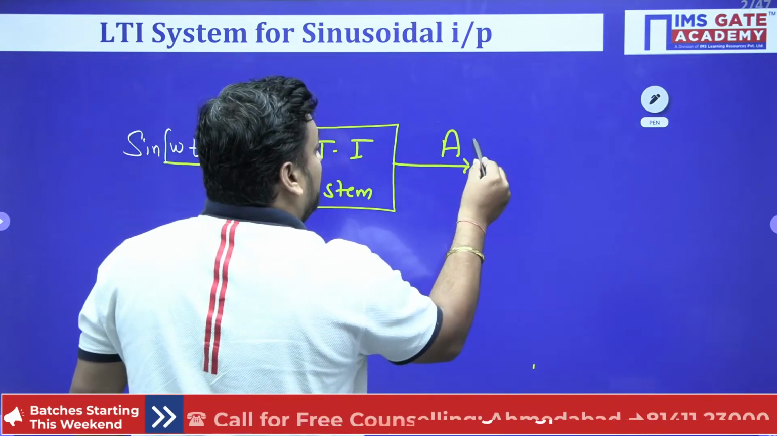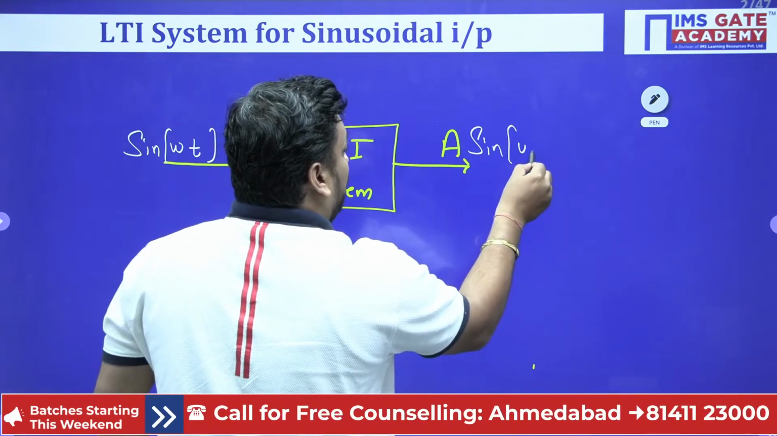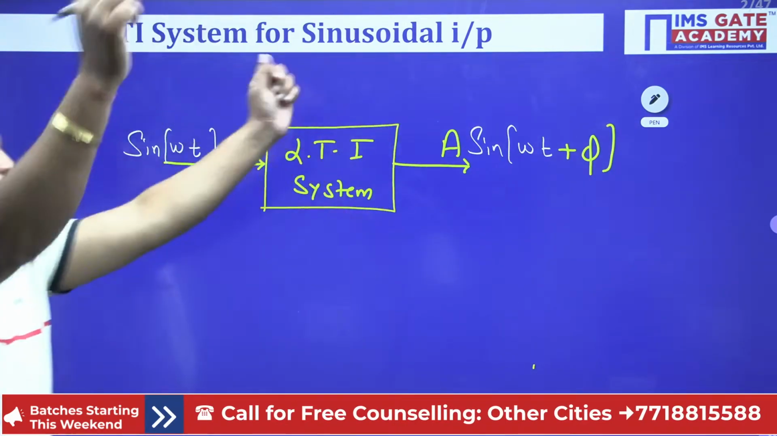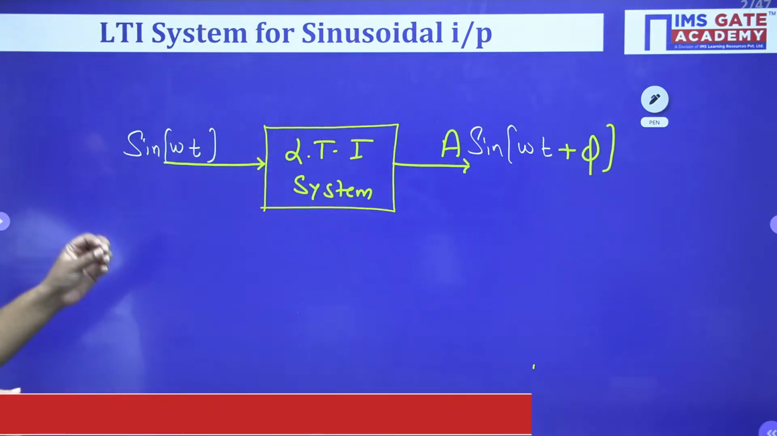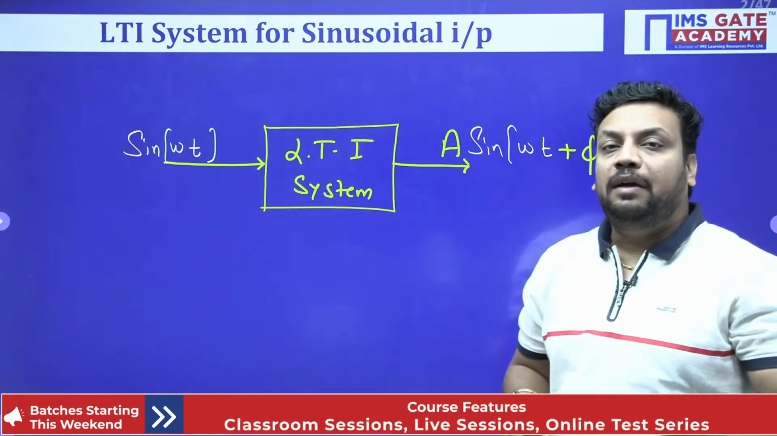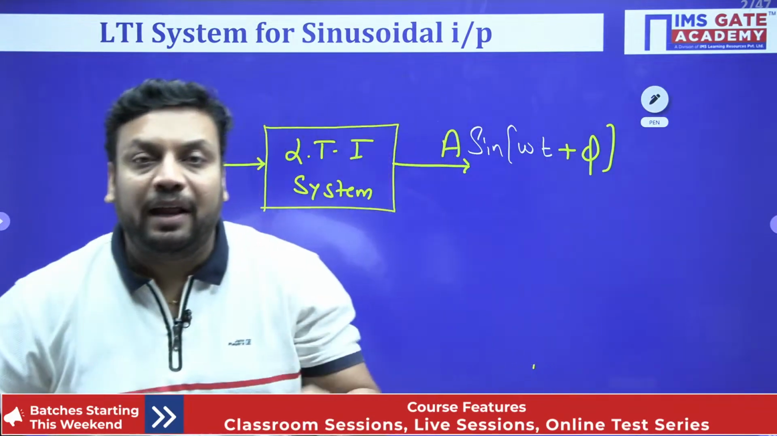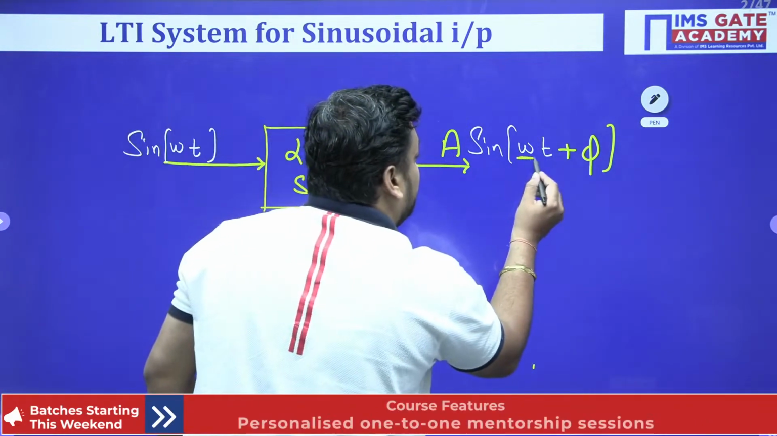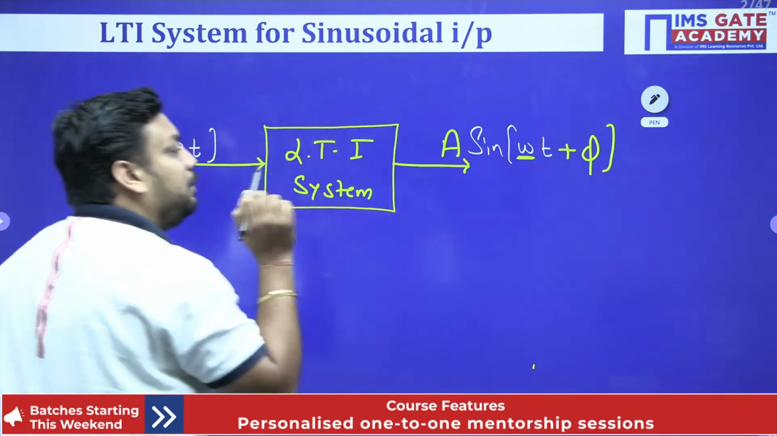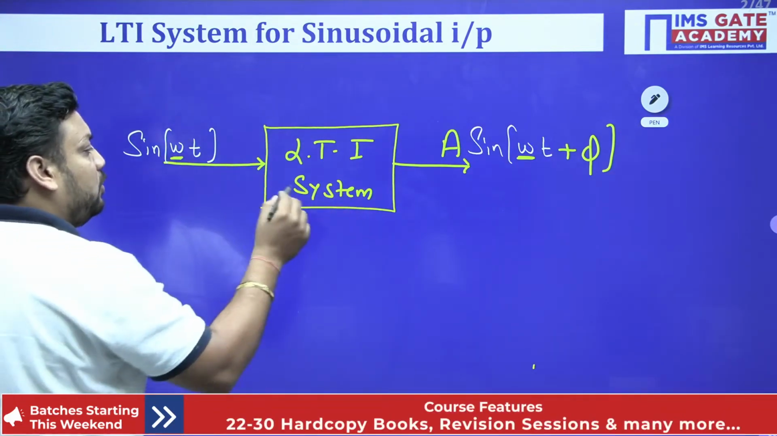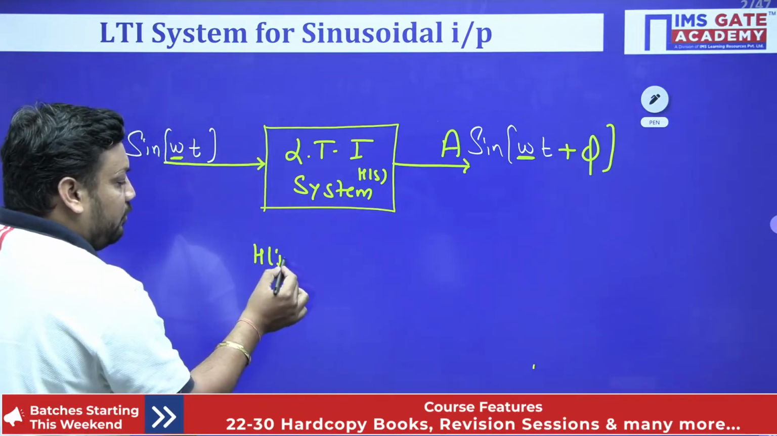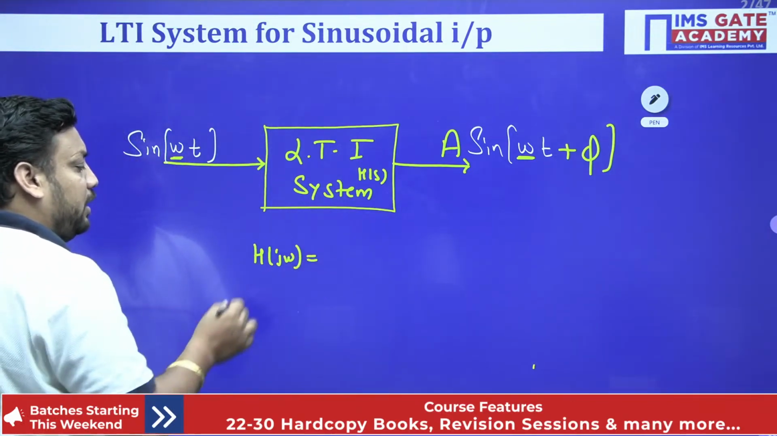It means A will become new, and sin(omega t), and the phase will also become new. So whenever any sinusoidal input is applied to a system, the output is also sinusoidal but with different magnitude and phase, whereas the frequency omega will remain the same. This amplitude A and phi depend on the transfer function. Suppose the transfer function is H(s); in the LTI system we represent s equal to j omega, so H(j omega).